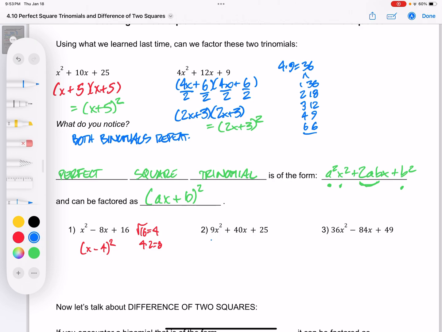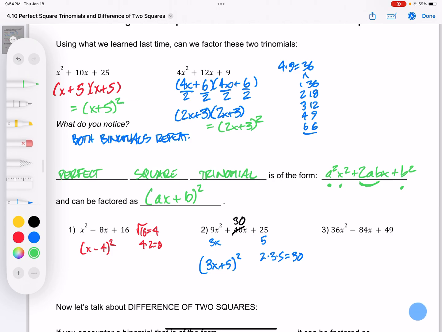Here, I know the square root of this one is going to be 3x. The square root of this one is 5. All right? And then 2 times 3 times 5 equals 15 times 2, which is 30. Obviously, there's a typo here. This should be 30x. So make sure you make that change on your notes. So this is 3x plus 5 squared. All right? And it's plus.